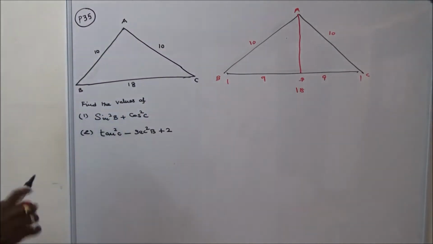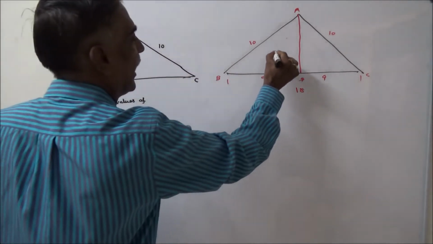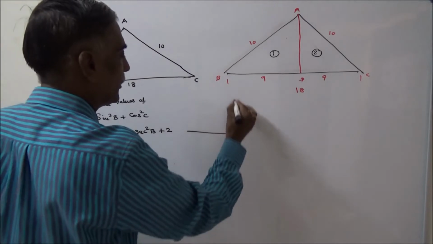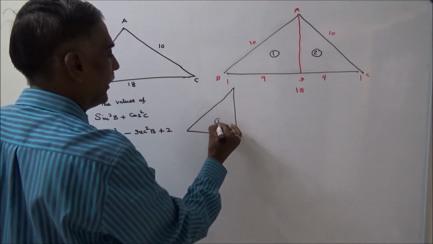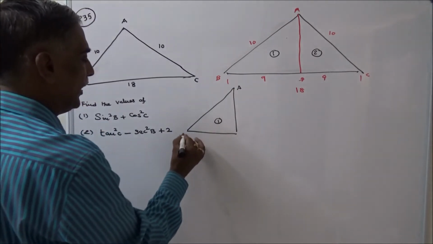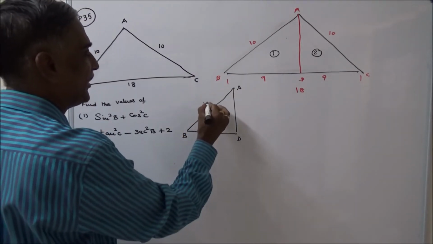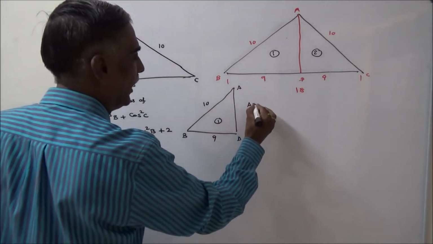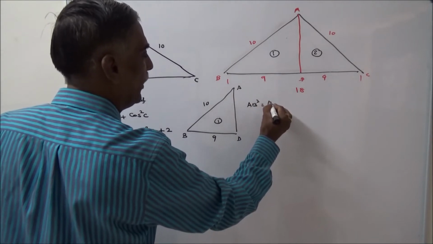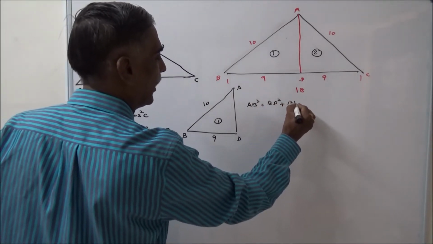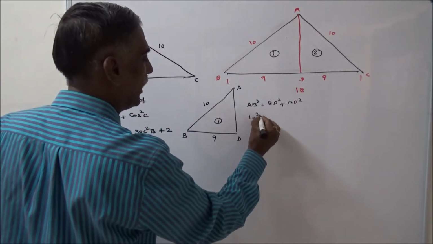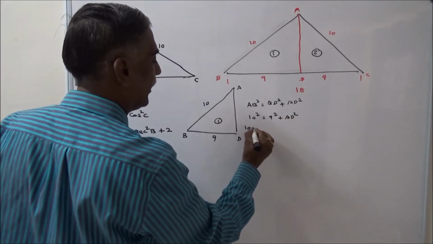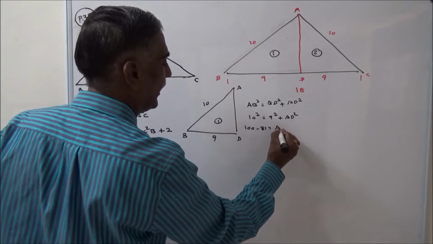So this isosceles triangle consists of two right-angled triangles. This is 1, this is 2. First I consider this triangle. So first triangle: this is A, this is B, this is D, this is 10, this is 9. I have to find AD. So AB square is equal to BD square plus AD square. So 10 square is equal to 9 square plus AD square. So 100 minus 81 is equal to AD square.